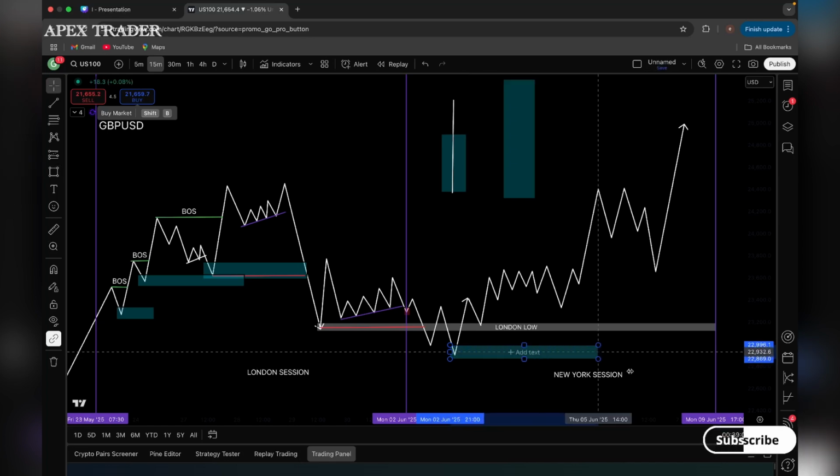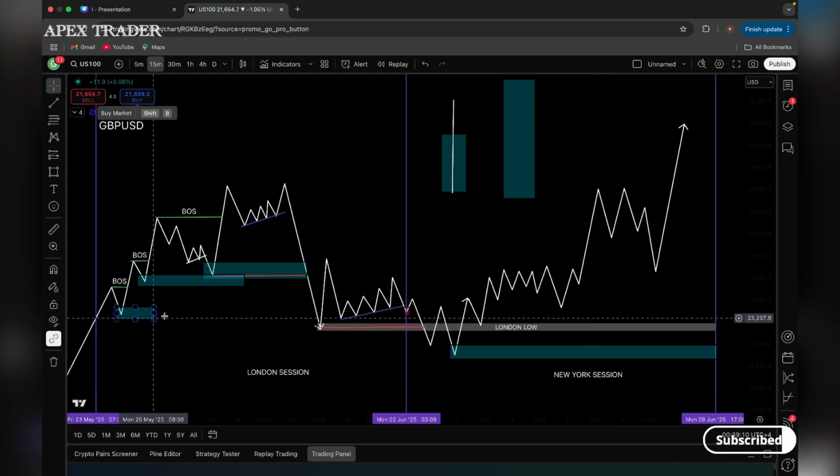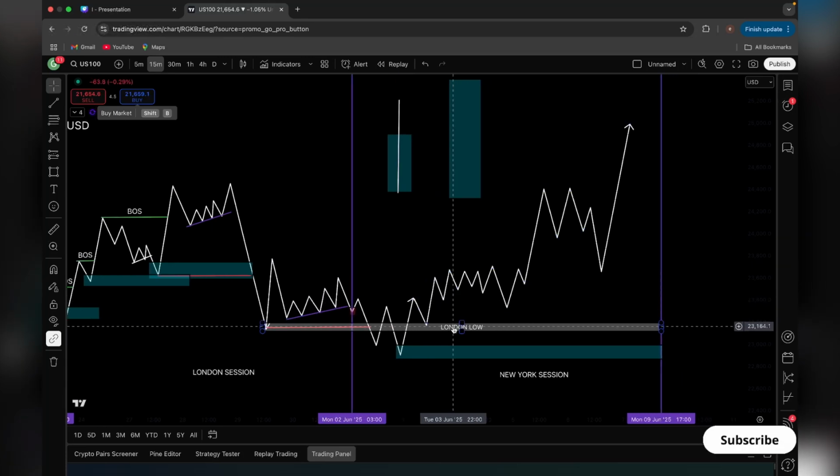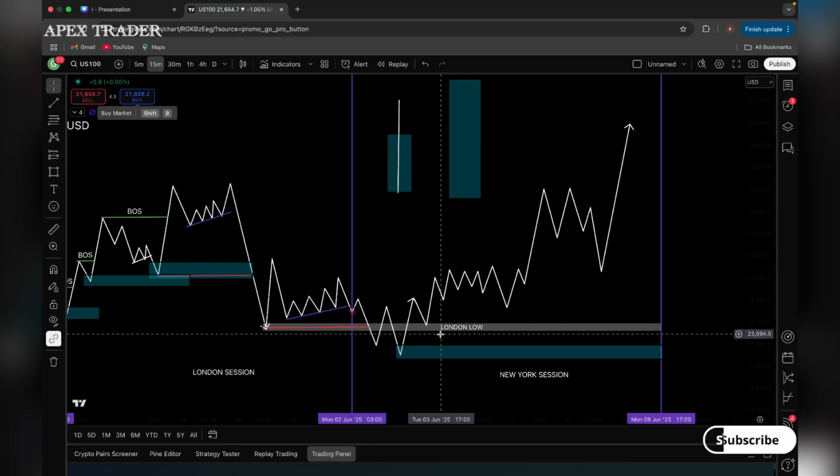major inducement zone, because it has trapped buyers who entered here, and it trapped the London buyers and the New York buyers, so they are out of the market. This was the London session low, which has been swept badly. Now we are going to see our first break of structure, a good candle, then a mitigation to enter in a trade. But before that, I am going to show you this market analysis.